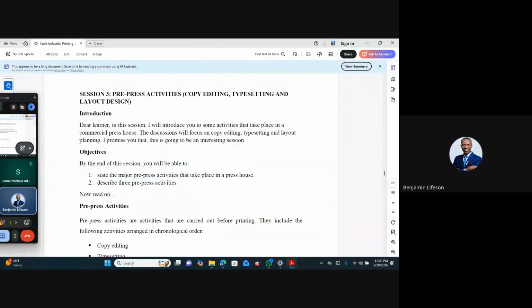Activities, that is the copy editing, typesetting, layout designs, and many more. So today we are going to look at some of the activities, not all, not some, all the activities rather, because we have ample time to exhaust all at the commercial press house. So we would state the major press activities that take place there. So that is what we would be looking at today.